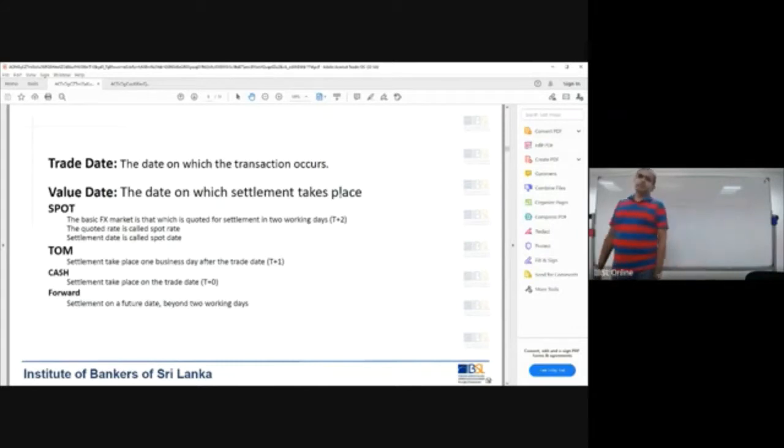Then the important terminology: trade date means the date on which a transaction was done. Right? Remember, the transaction is agreed on the trade date. Value date is when the transaction is settled. Right? So the actual cash flow exchange happens on the value date. For value dates, there are several types: cash terms, spot and forward.